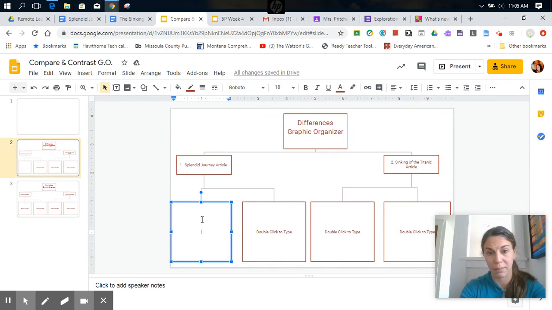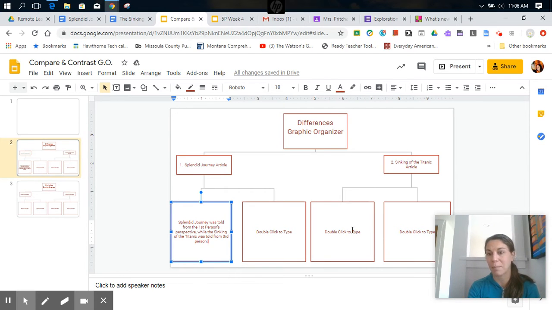So I might put Splendid Journey, Sinking of the Titanic. I might say, since I have room, Splendid Journey was told from the first person's perspective, while the Sinking of the Titanic was told from. So that's just one difference.